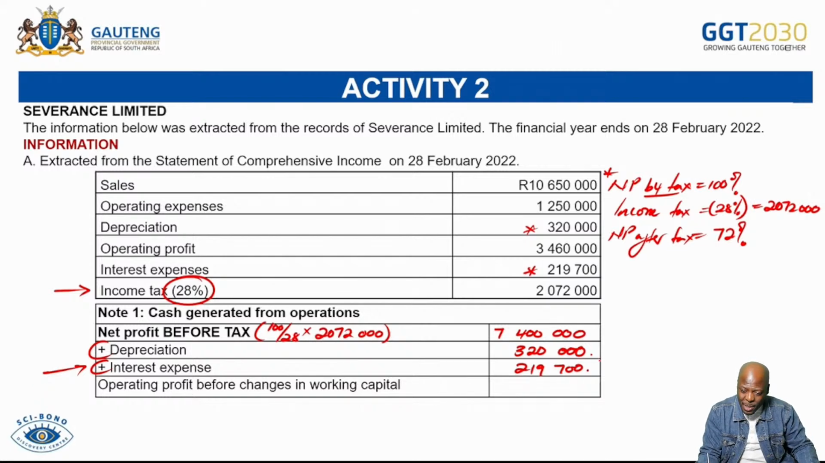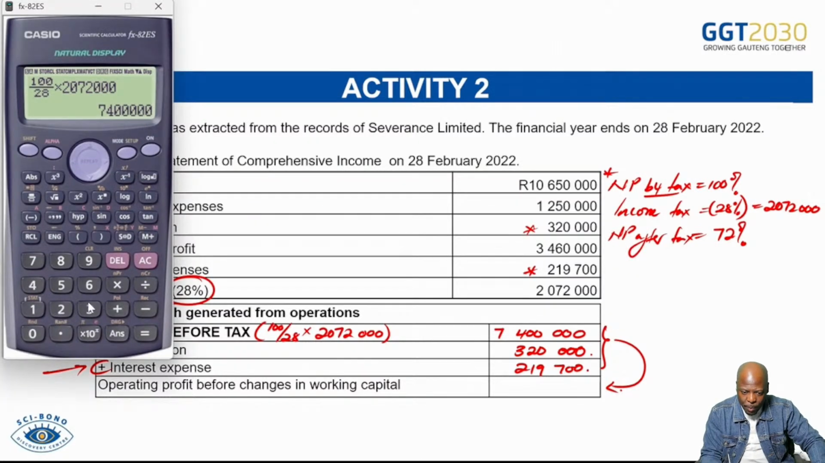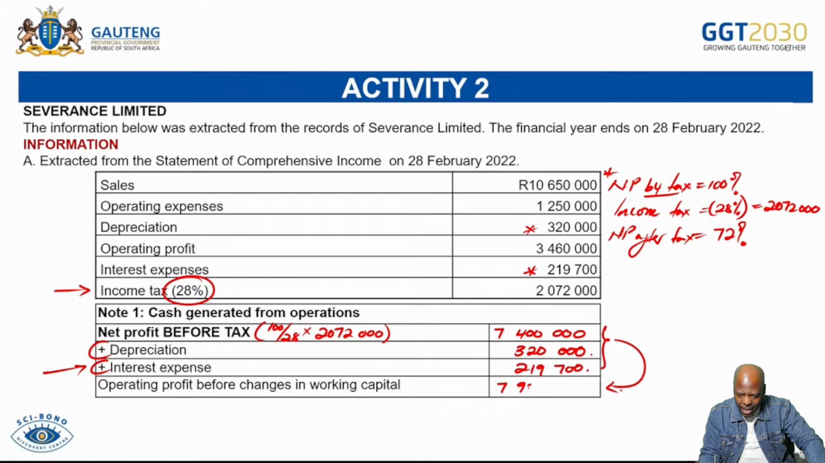What do we do here now? Let's close this thing up. Okay, make sure your calculators are ready and then we punch together. Let's go. So I'm going to say my 7.4 million, plus 320,000, plus 219,700. That's going to give me 7,939,700. A very long figure indeed. Okay, what is that? Operating profit before changes in working capital.